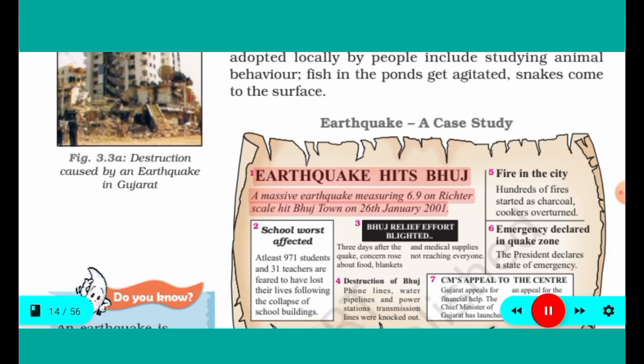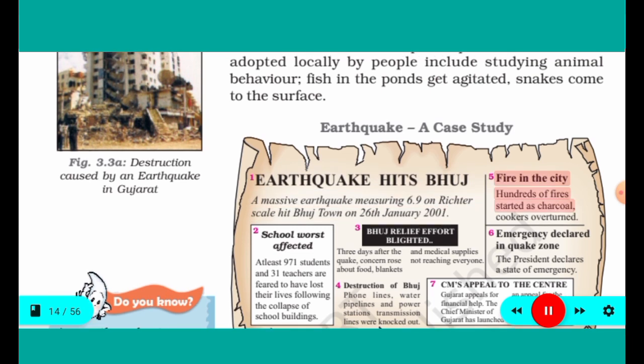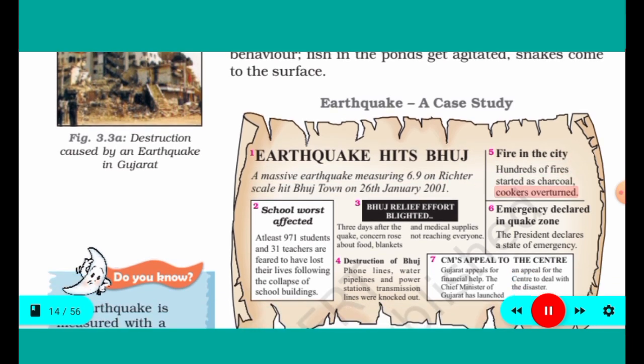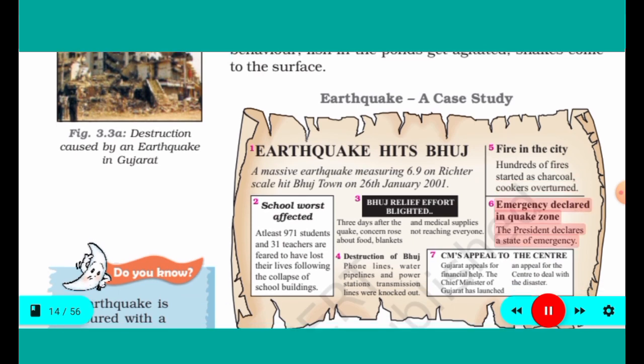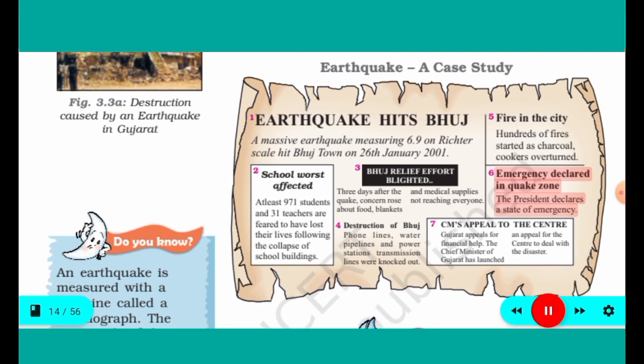Earthquake hits Bhuj. A massive earthquake measuring 6.9 on the Richter scale hit Bhuj town on 26 January 2001. Fire in the city: hundreds of fires started as charcoal cookers overturned. Emergency declared in quake zone: the president declares a state of emergency.